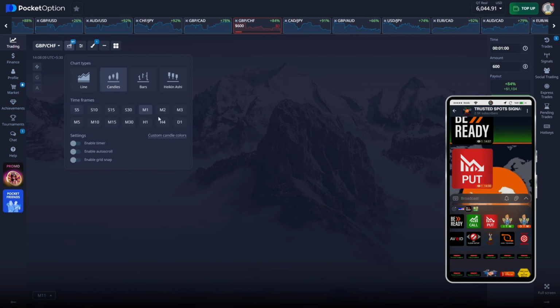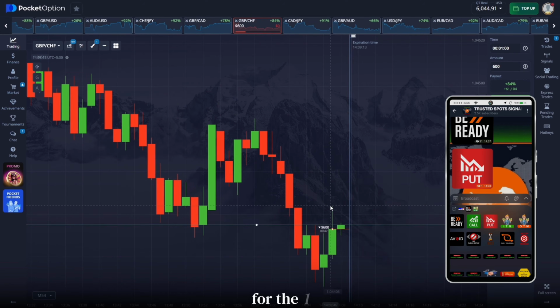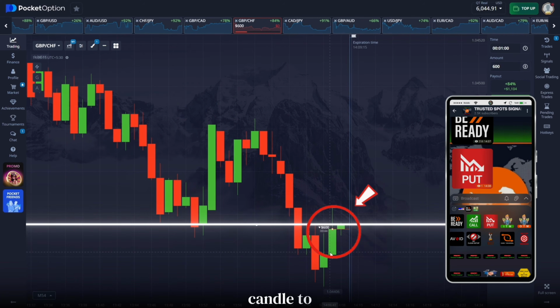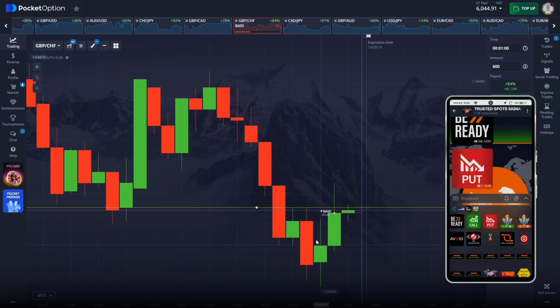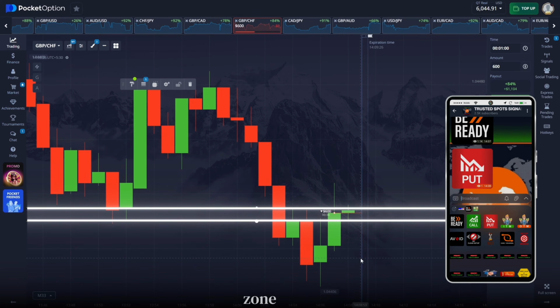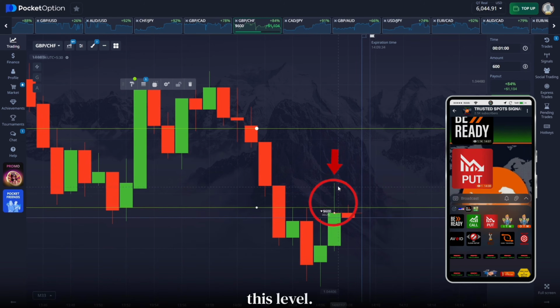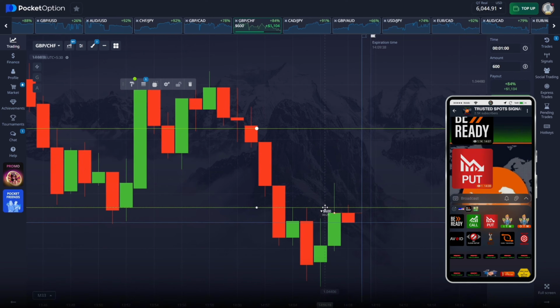So I'm using a simple trading strategy in which we have to wait for the 1 minute candle to close without breaking the support or resistance zone. In this case, this was the resistance. Let me create a zone. So this was the resistance zone here, and this particular zone here you can see is working as a resistance. The price retested this level. You can see the wick rejection, and it failed to break.